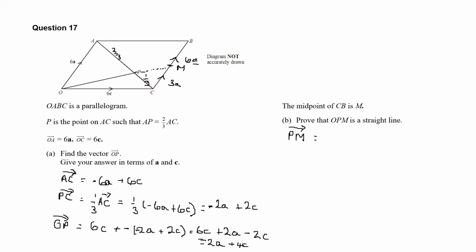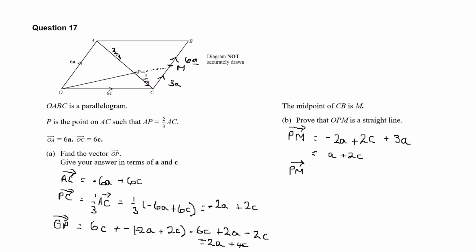So I'm going to go P to C, which I found here. So that's negative 2A plus 2C. And then I also need to go C to M, which is 3A. And if I simplify that, negative 2A plus 3A will give me A, and then I've just got that plus 2C. And I can show that two vectors are parallel by showing that they're scalar multiples of one another.